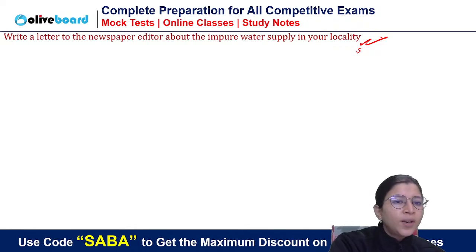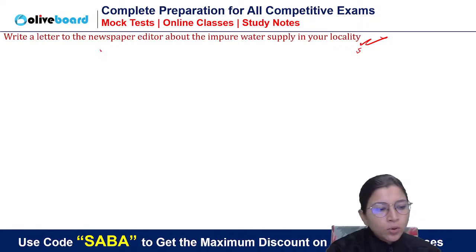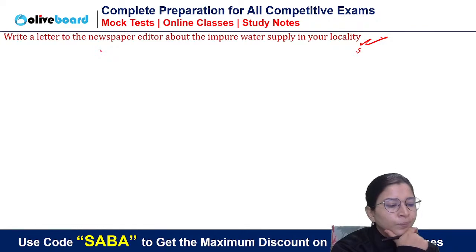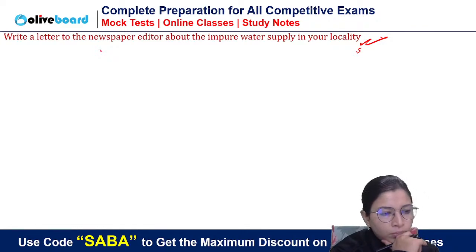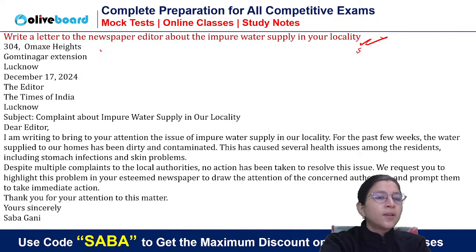Okay, the question is: write a letter to the newspaper editor about the impure water supply in your locality. So what will you write first? Good morning everyone, quickly. What will you write, the first thing? I told you the format. Do not write lovingly. In an informal letter we write lovingly. Yes, the first thing you will be writing is the sender's address.